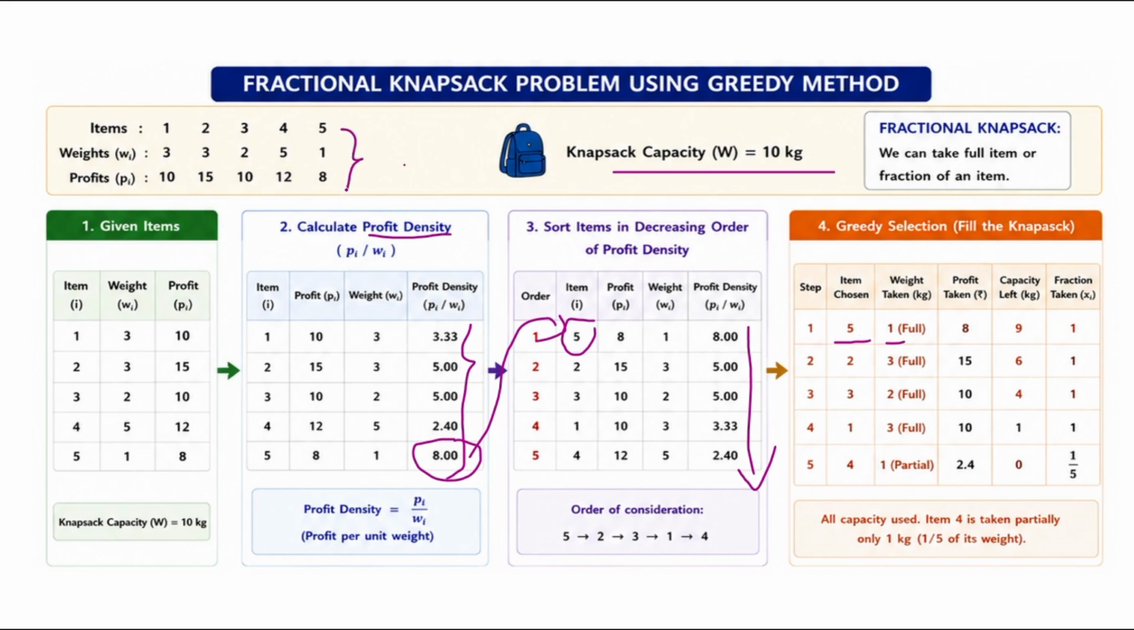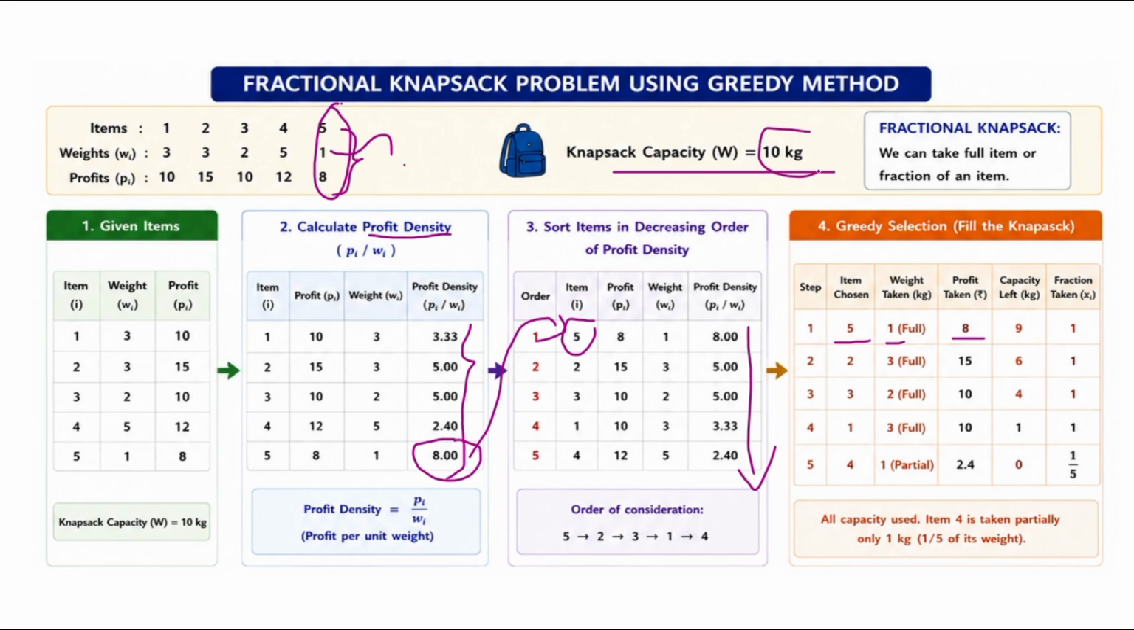These are already given, right? So the item number 5, what is the weight? Weight is 1, profit is 8, right? Then what is the capacity left? Here the item number 5 total weight is 1 kg, right? The knapsack capacity is 10 kg. What is the available capacity?